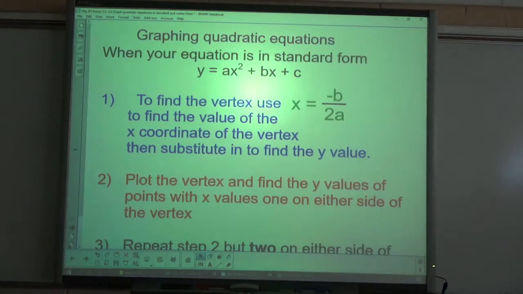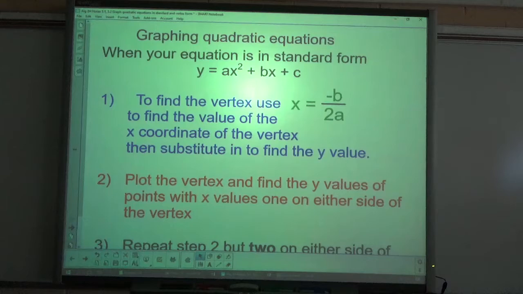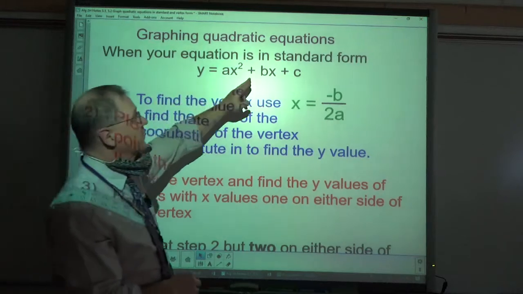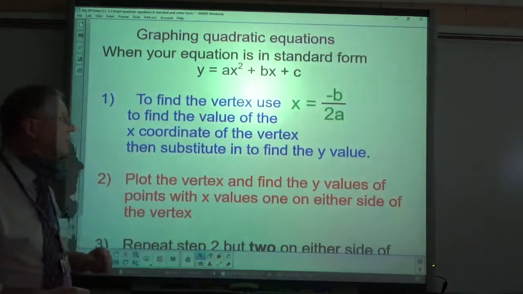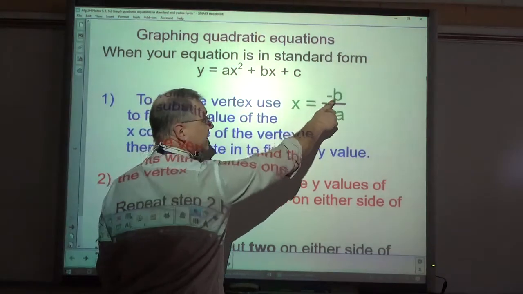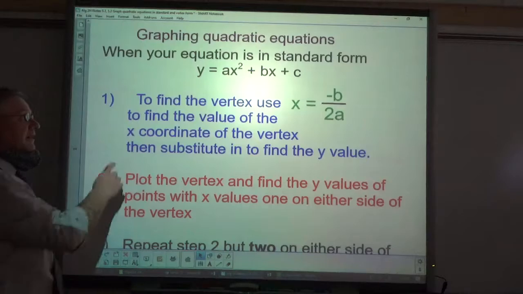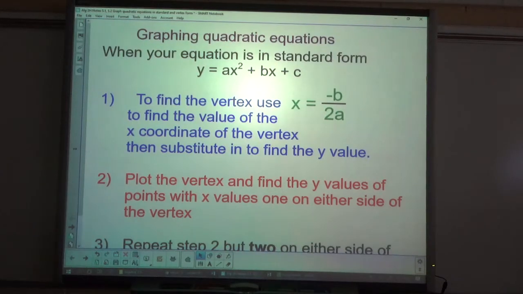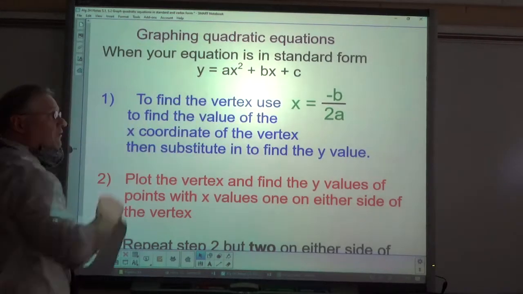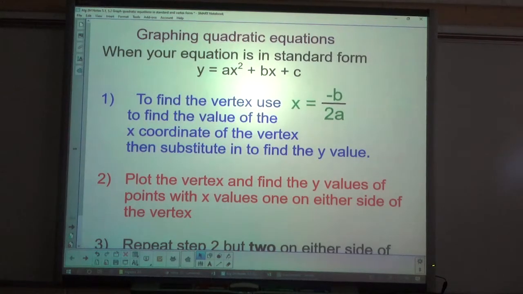Hello, today we are going to be working on graphing quadratic equations. The first set of graphing equations will be in standard form, y equals ax squared plus bx plus c. To find the vertex, we're going to use x equaling negative b over 2a, and that's going to give us the x value of the vertex. And then we're going to substitute it back in up here to find the y value of the vertex.